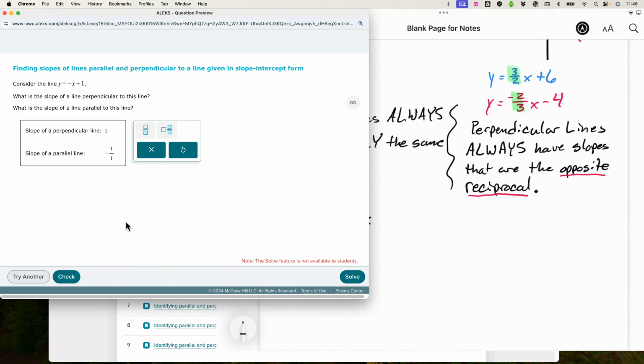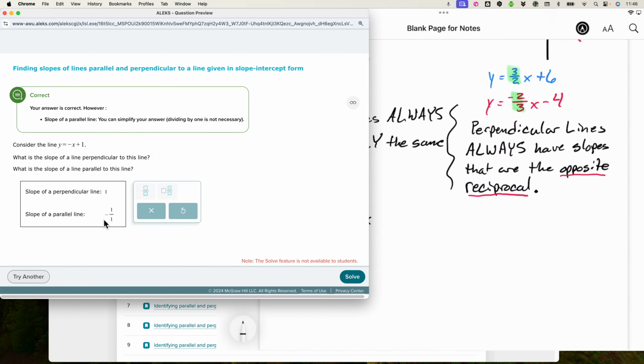ALEKS is probably going to count that fraction wrong. Let's see what it does. Oh, it counted it correct. That's interesting, because on our last test it was making that wrong. Okay, we'll try another.